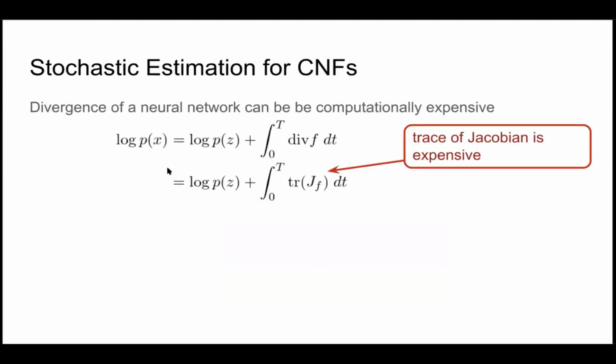So first, I'll talk about this a bit. In practice, the divergence of a neural network. So we're parameterizing F as a neural network, and the divergence isn't cheaply computable. The divergence is the trace of the Jacobian, trace being the sum of the diagonals, and the Jacobian is the matrix of first-order derivatives.